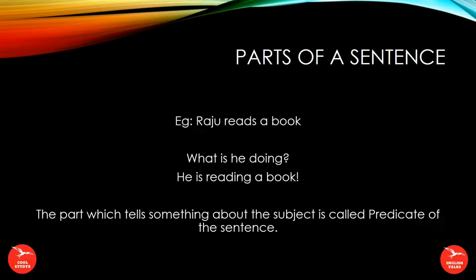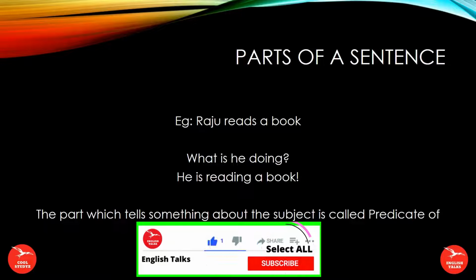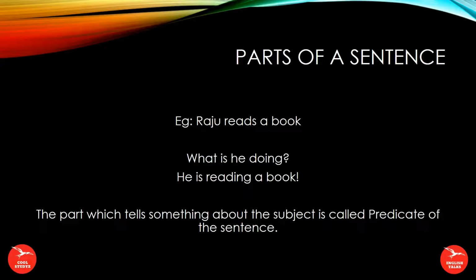Now, what is he doing? What is Raju doing there? Just observe the sentence. Raju reads a book. Imagine a person whose name is Raju is sitting right in front of you and he's holding a book. What is he doing with that book? He reads a book. Now you can picture the situation, right? So what is he doing? He's reading a book. The part which tells something about the subject is called the predicate of the sentence. So the remaining three words, reads a book, constitute the predicate of the sentence.